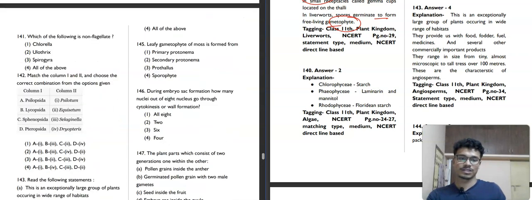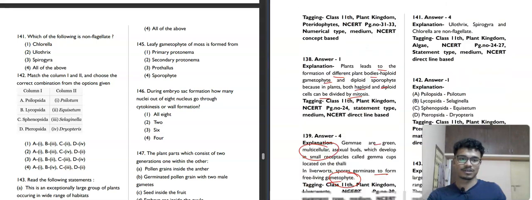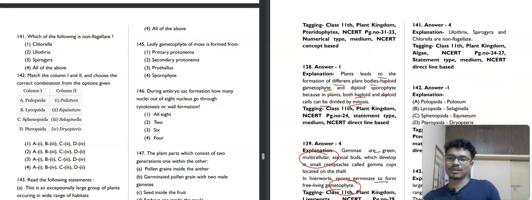We will move towards the next question now, question number 141. What is it saying? Which of the following is non-flagellate? Which of the following doesn't have any flagella? Chlorella, Ulothrix or Spirogyra, all of the above. So all of these above don't have any flagella, so they are non-flagellate. Fourth option is our correct answer.